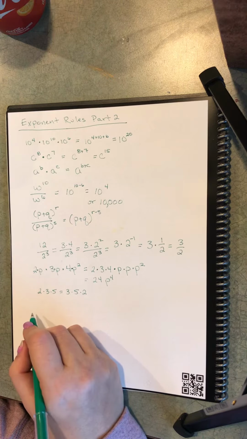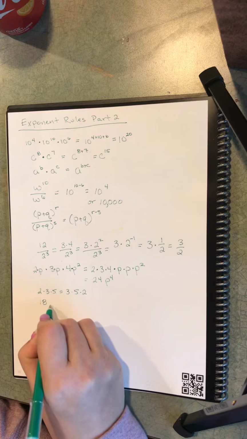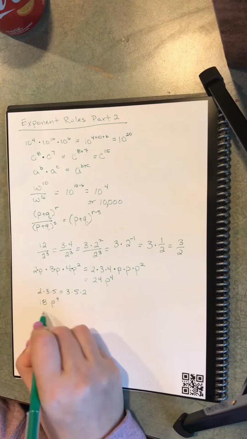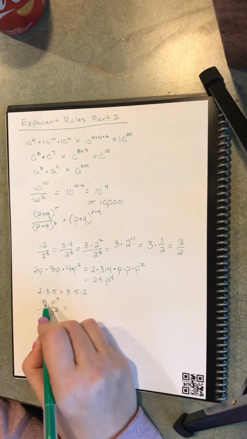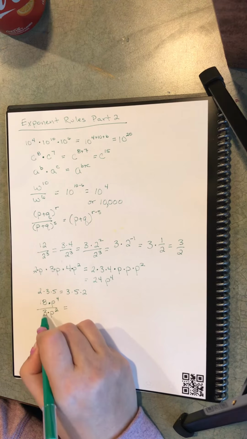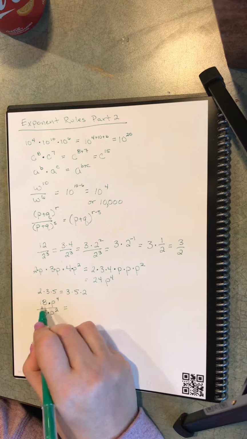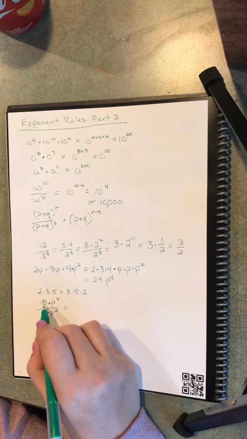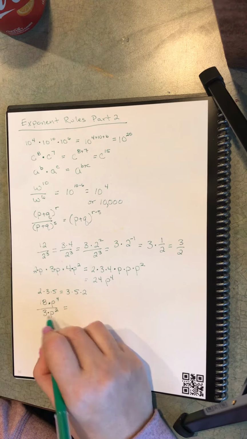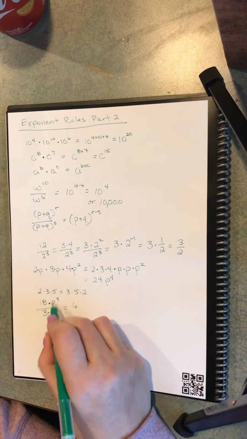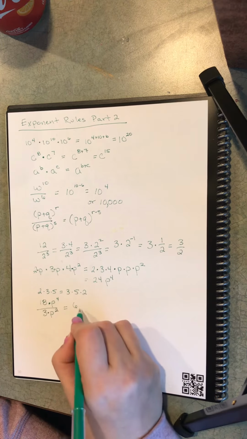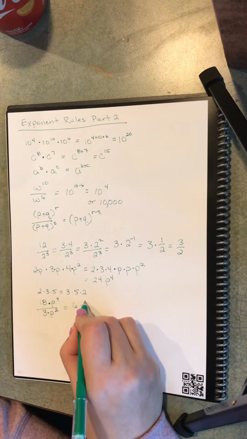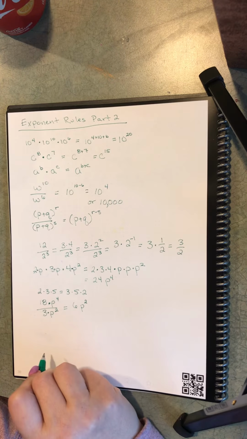All right, let's do 18p to the 4th over 3p squared. Well, again, these are just being multiplied by this. They're not glued together. They're separate. It's all multiplication. So I'm going to divide the numbers. So 18 divided by 3 is 6. And then I'm going to divide the variables, and here when I divide the variables I subtract the exponent. So this is p to the 4 minus 2, which is 2.